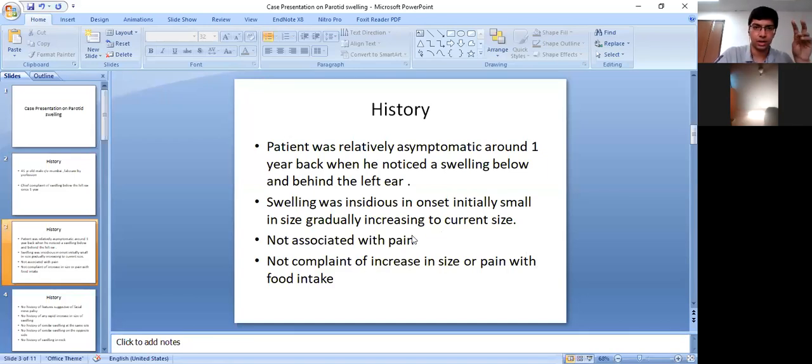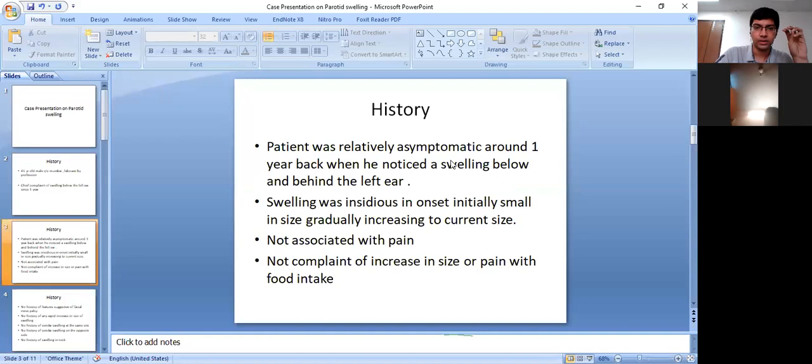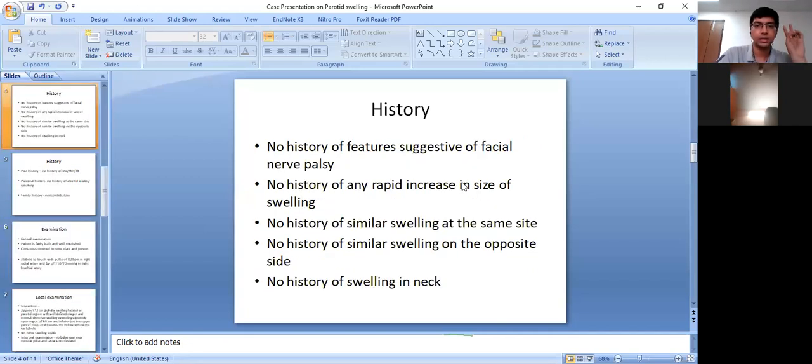That is again stones. Okay, no suggestive facial palsy. This is a short case. You don't have to write everything in detail. Just quickly mention the negative history, the small positive history, small negative history. Negative history is just facial palsy or rapid increase in size. These two things will rule out malignancy and facial palsy for you.